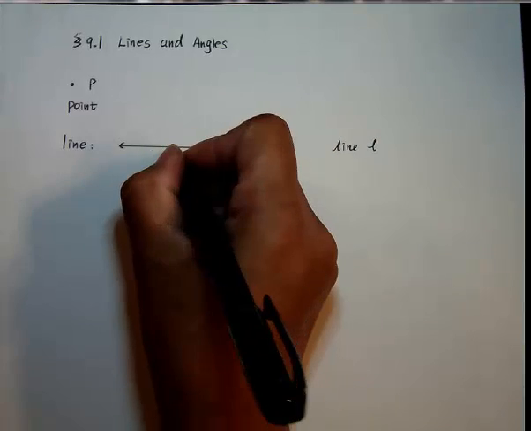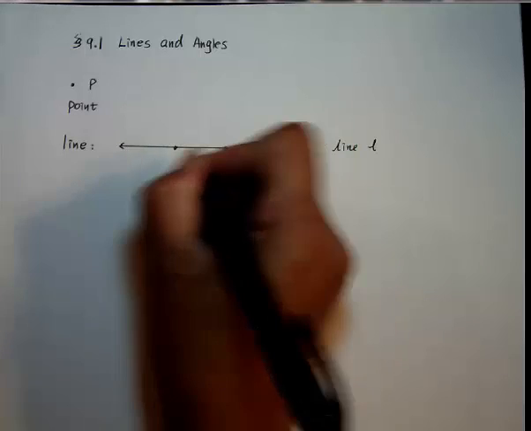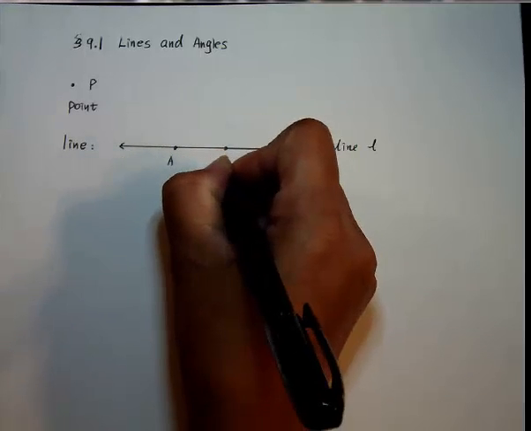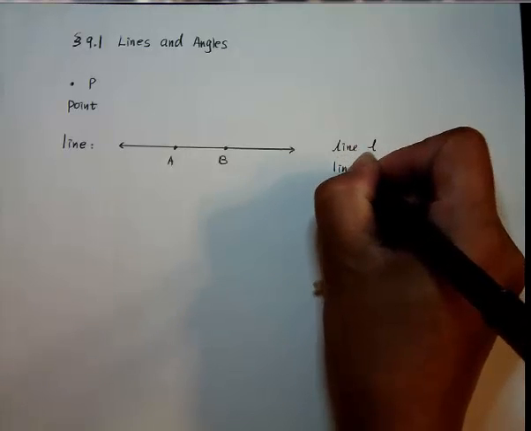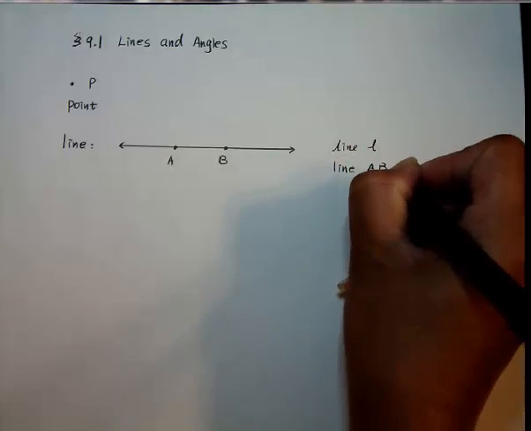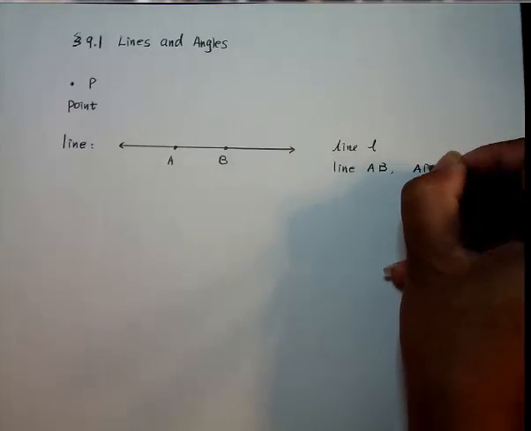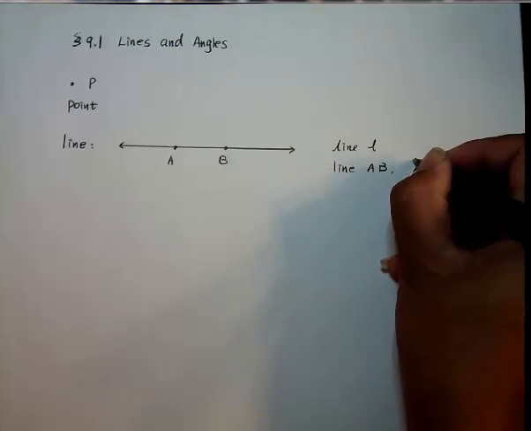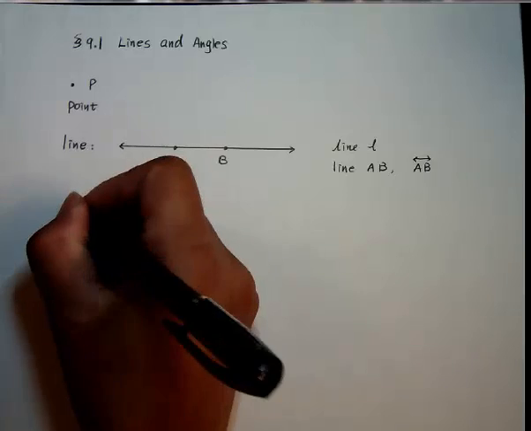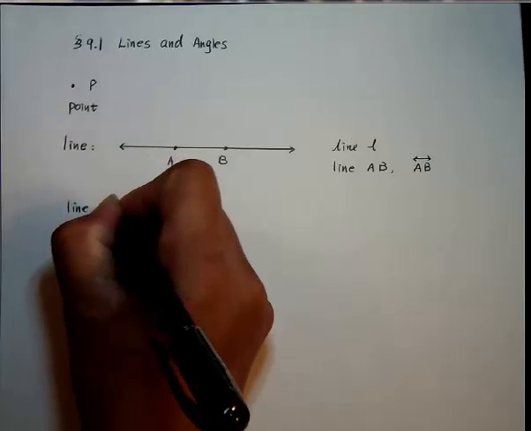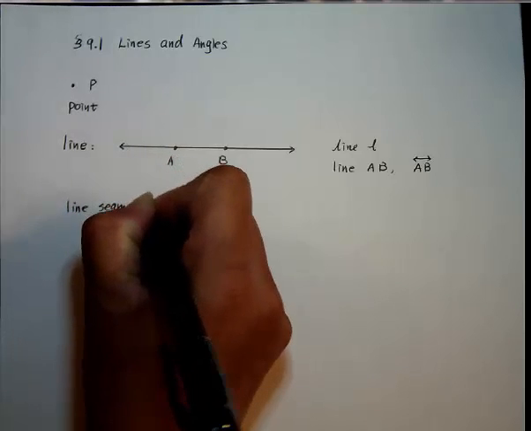Or you can pick two points on the line, A and B. Sometimes we call that line AB. Or you can just use AB with the line symbol on top. That means a line without any endpoint, extending to both sides. A line segment is one we can measure, to tell how long it is.